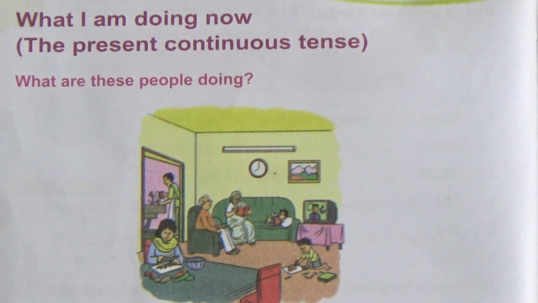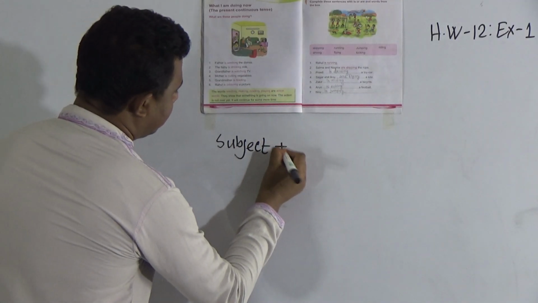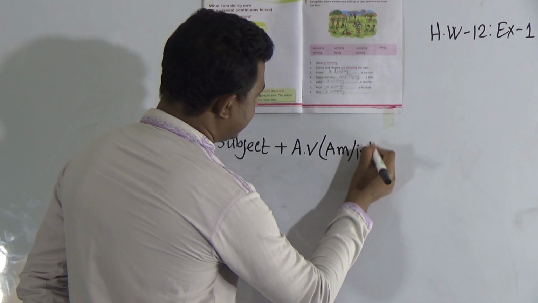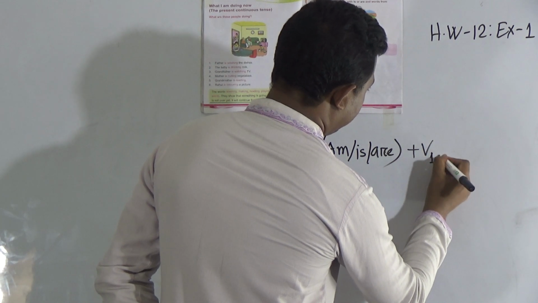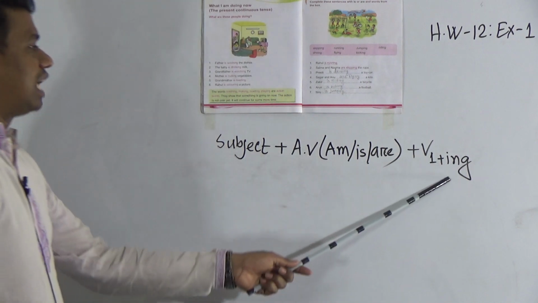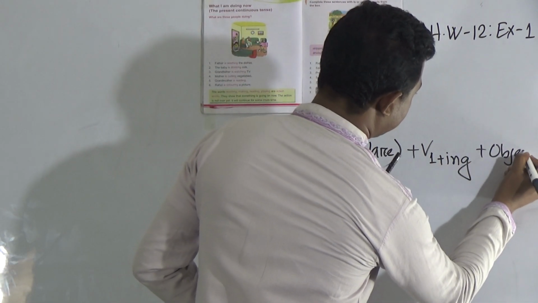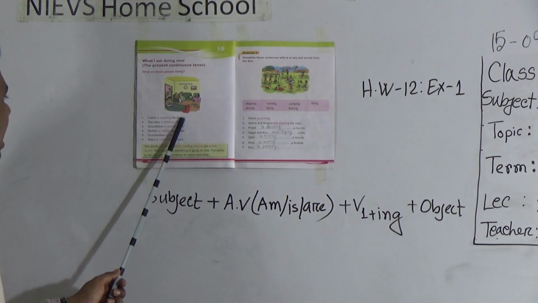Dear students, to understand the present continuous tense, first of all, you have to know what is present continuous tense. The tense which expresses the continuous action is called present continuous tense, and its structure is like this. That means first subject, then auxiliary verb. What are the auxiliary verbs? Am or is or are. Okay, then main verb plus ing. That means you have to add an extra ing with the present form of the main verb. Then you will write the object. Okay, so if I take one example from here, father is washing the dishes.